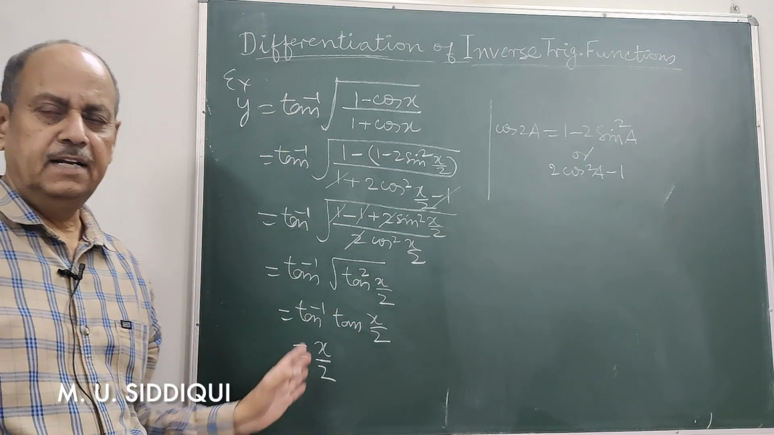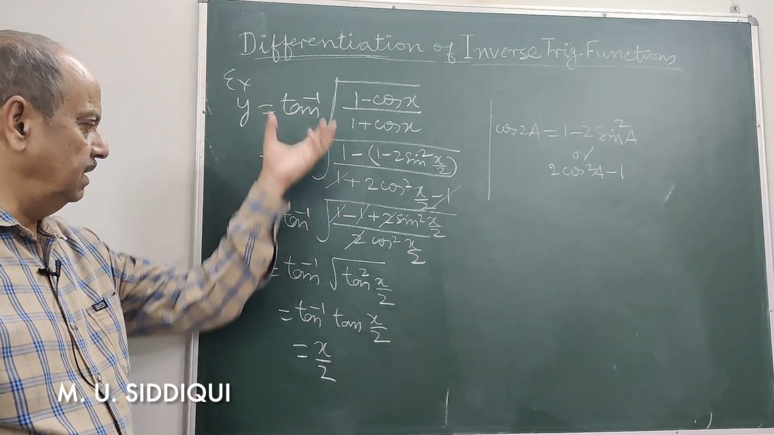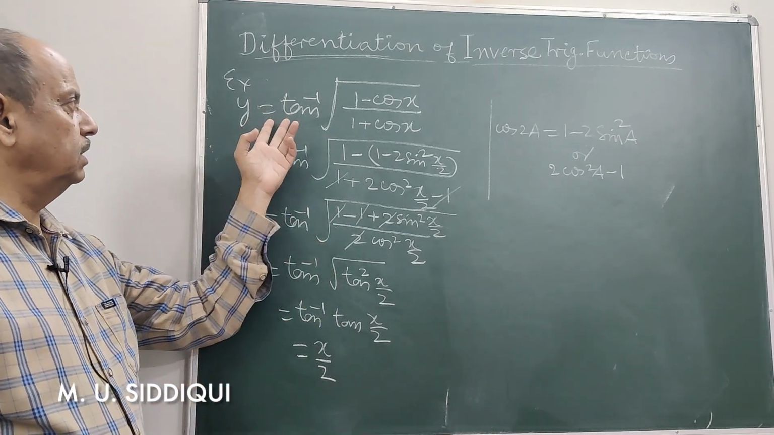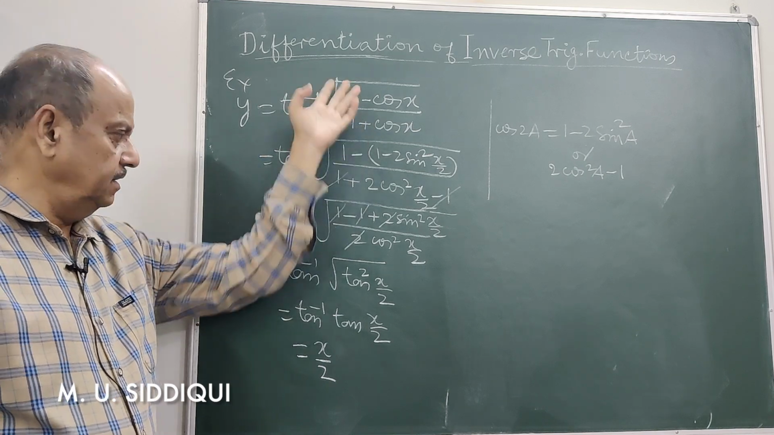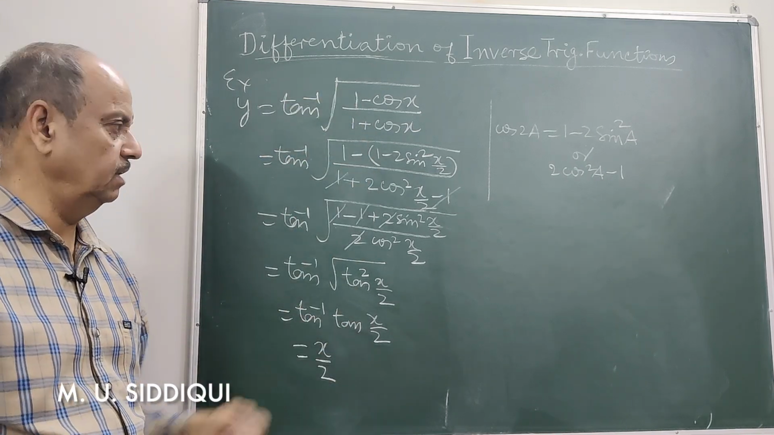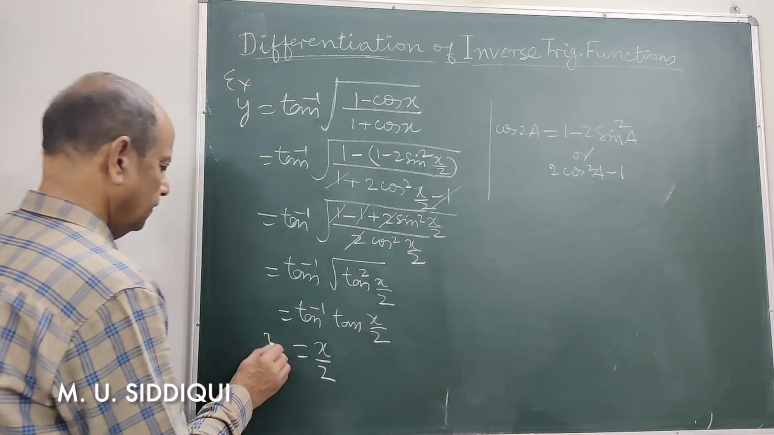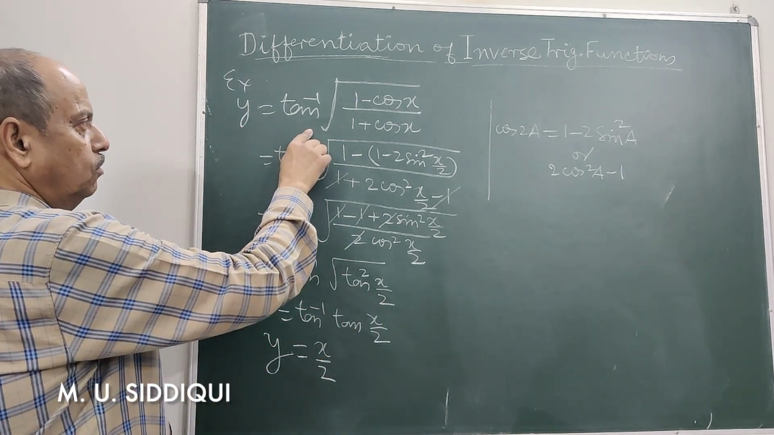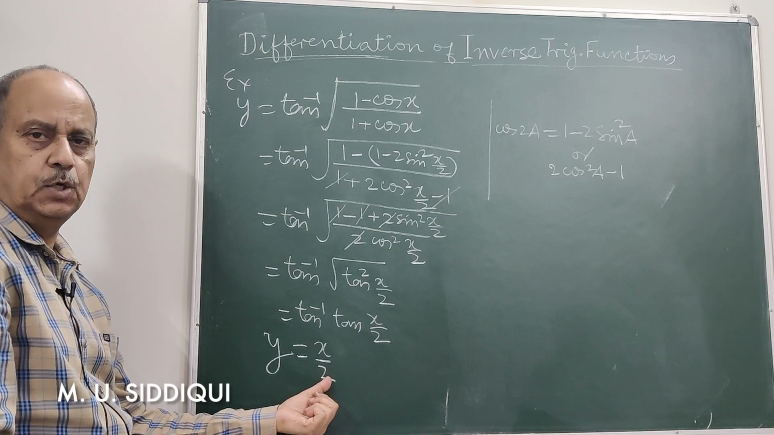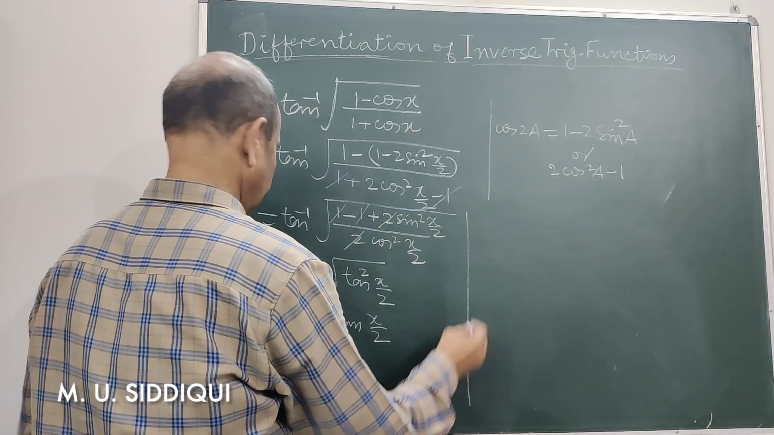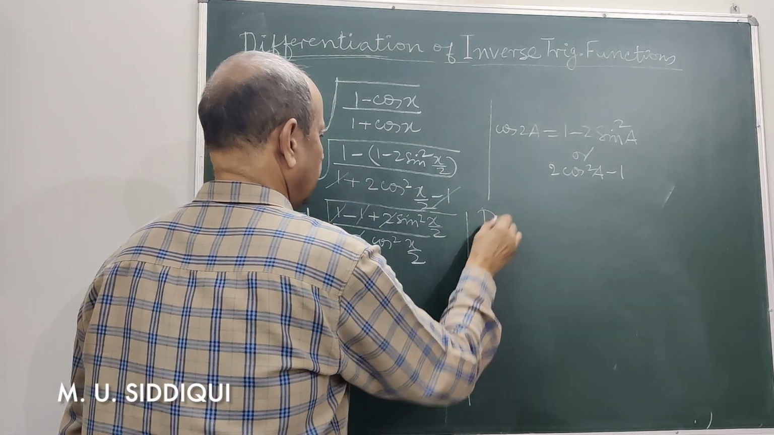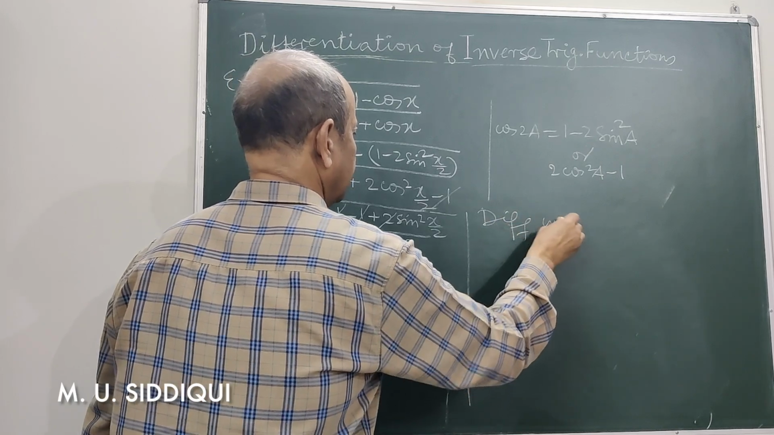So far we have not done any differentiation, it's only the simplification process. Y is equal to tan inverse of this expression is simplified to this much, and now we have to differentiate. This is y. Either you say this is the value of y which you have to differentiate, or you say equivalent value. Simply you will say dy. Now you will differentiate, you will say differentiate with respect to x.